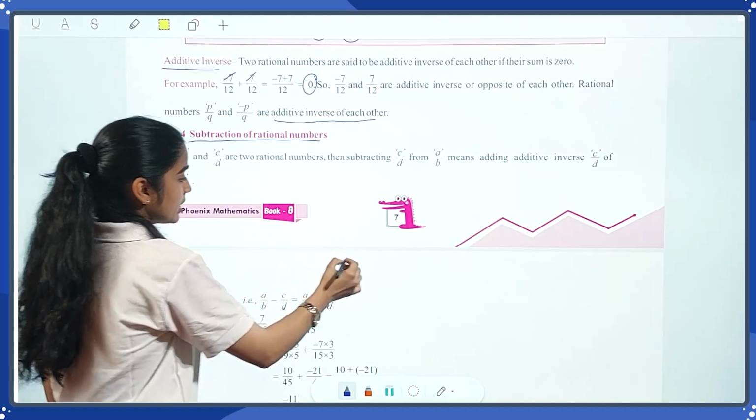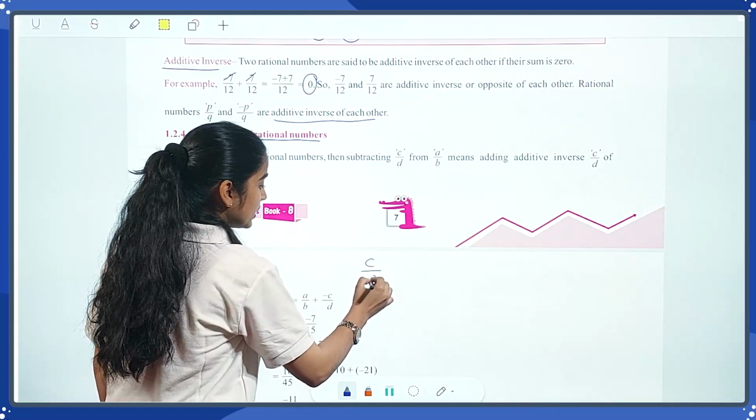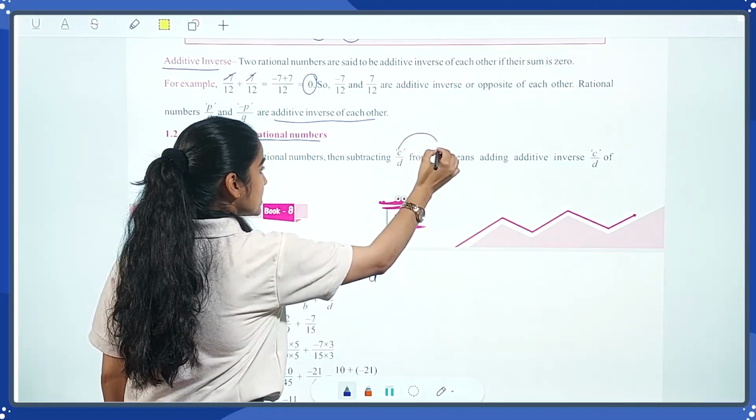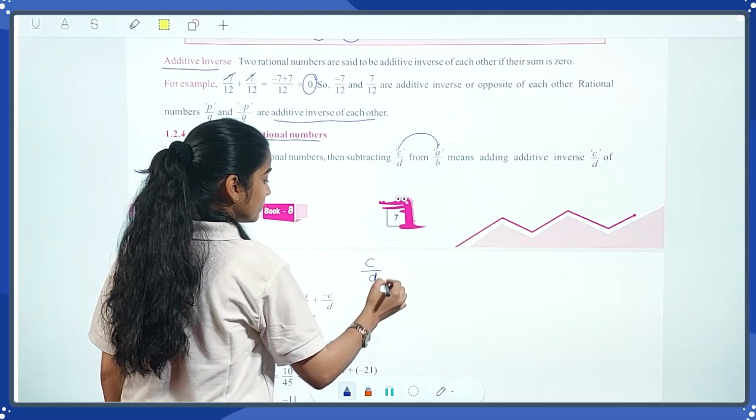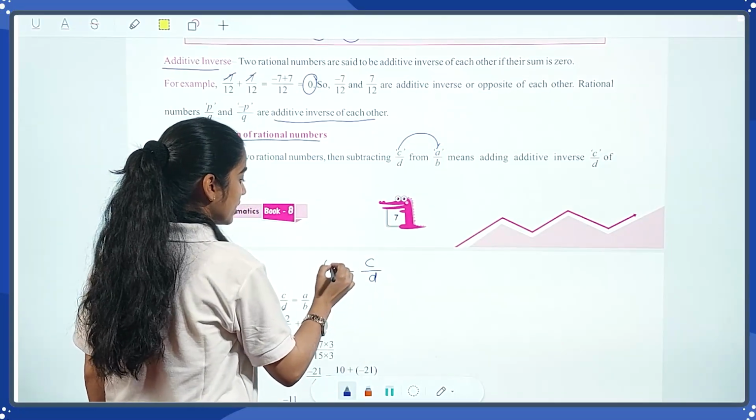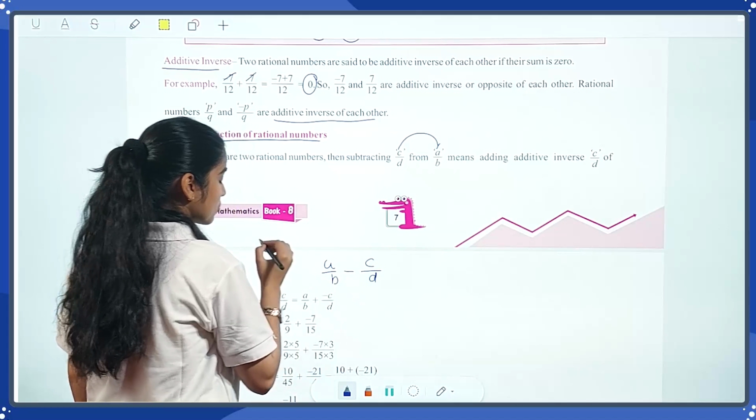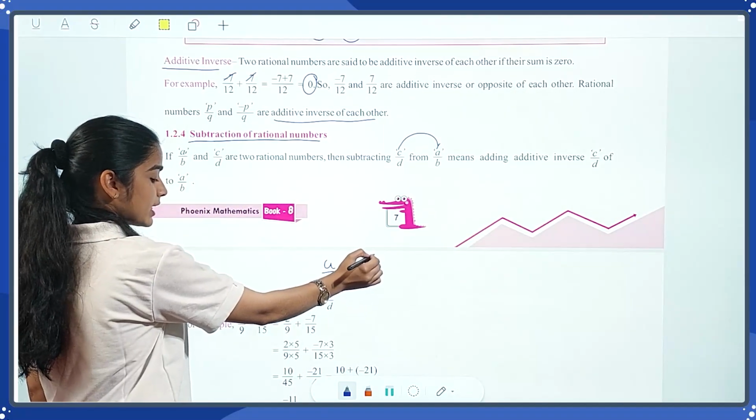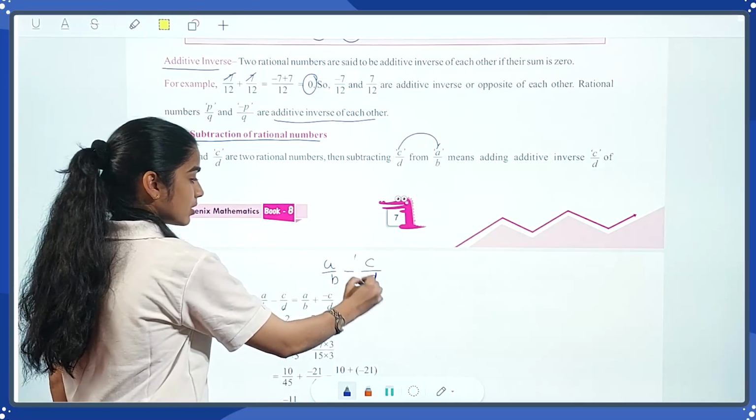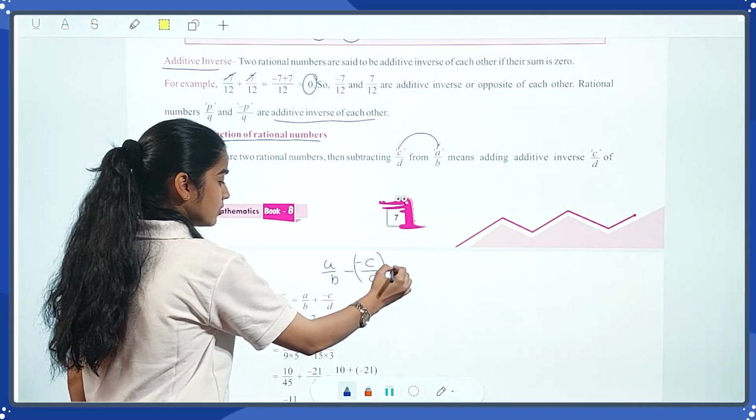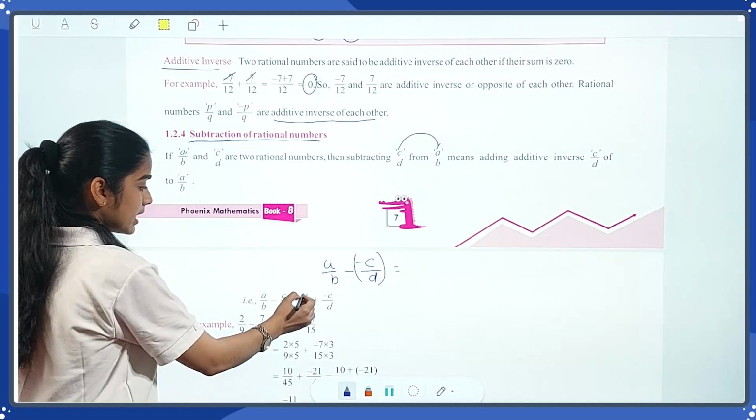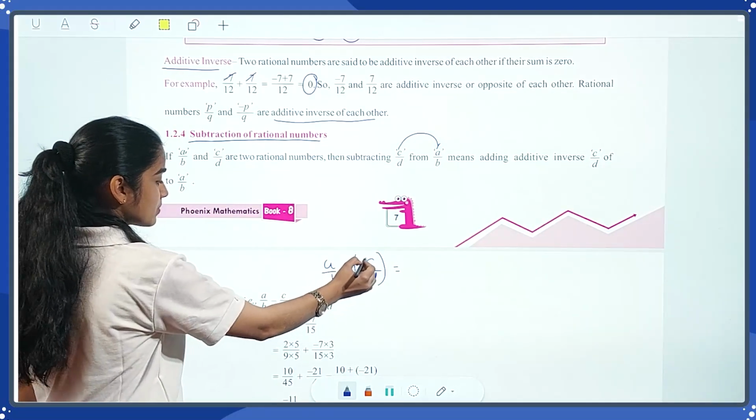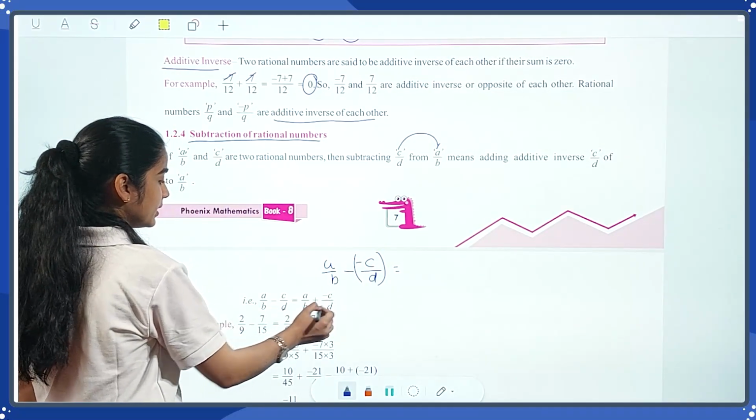So it means C by D. From means this number is secondary and you have to minus A by B. So in a case where this number is already in negative position, with a negative sign, it means minus minus C by D. So what will be your result? A by B minus minus is plus C by D.